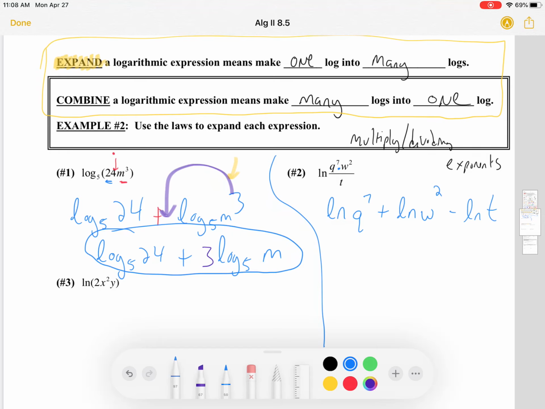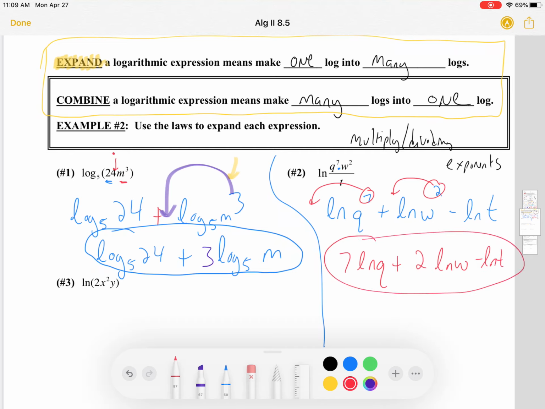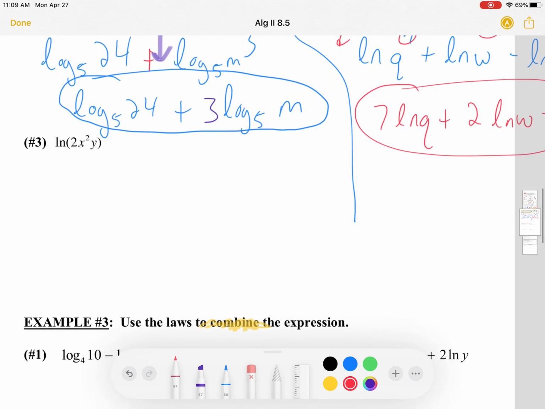Okay, now all that we need to do is move these guys out front. Again, I was multiplying up top, that's why it turned into addition. I was dividing on bottom, that's why it turned into subtraction right there. So now I'm going to have 7 times the ln of q plus 2 times the ln of w minus the ln of t. And then ln is natural log. So it's 7 times the natural log of q plus 2 times the natural log of w minus the natural log of t.